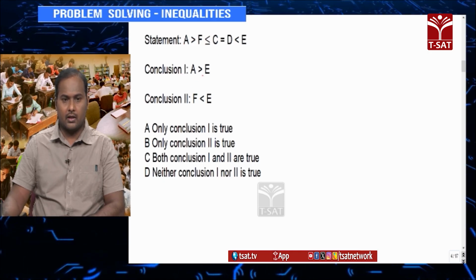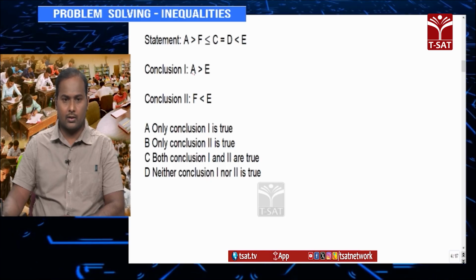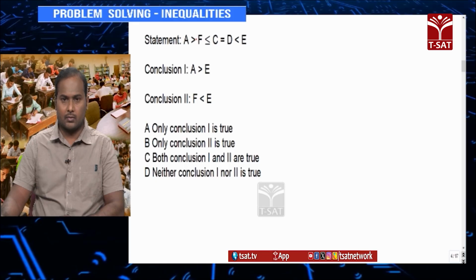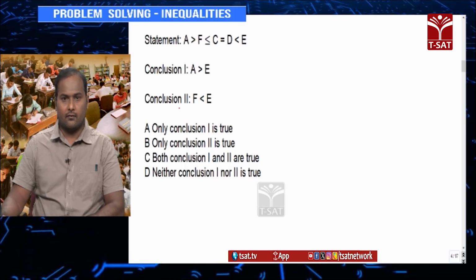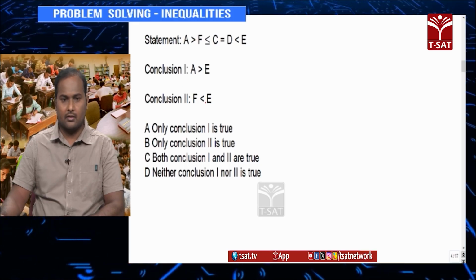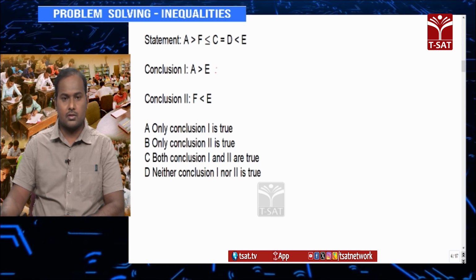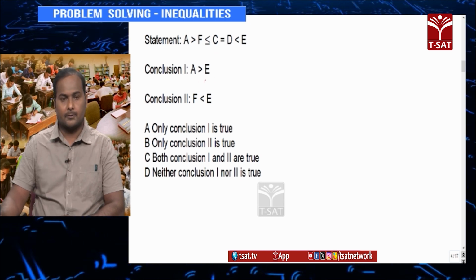Conclusion 1 says A greater than E. We need to find out whether this conclusion is correct or not from the given statement. In the same way, conclusion 2, F is less than E, we have to see whether this conclusion follows or not from the given statement.